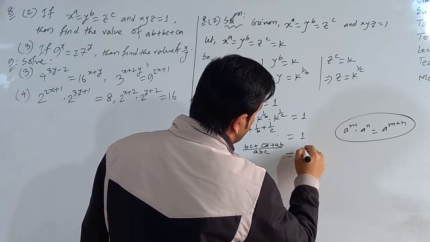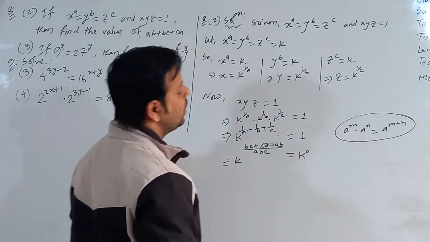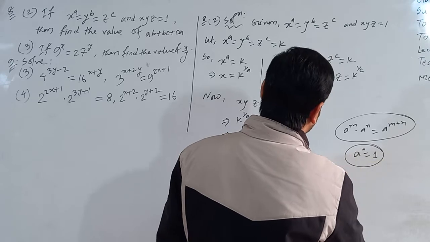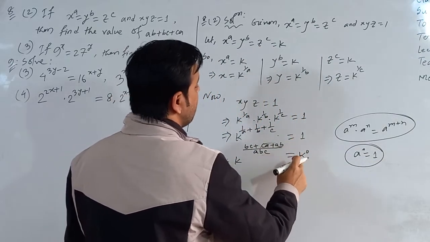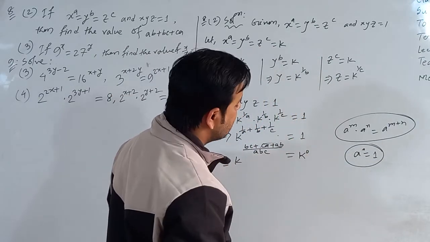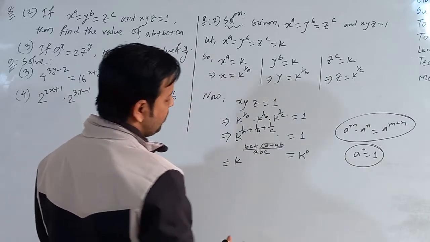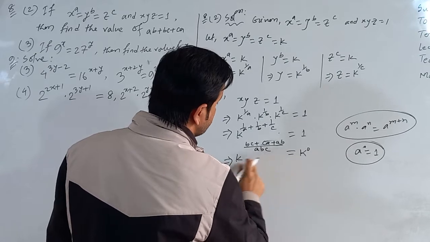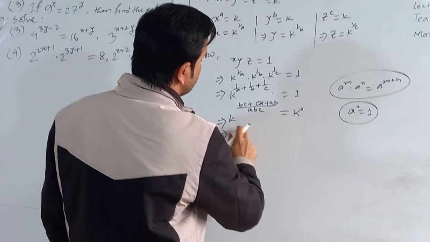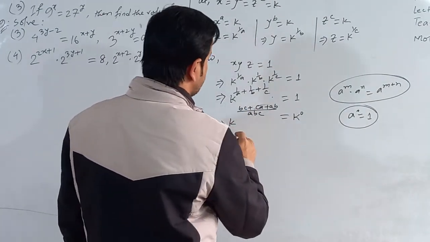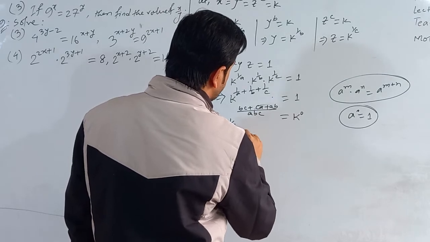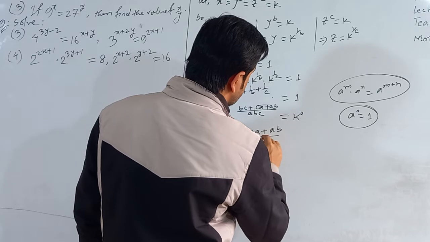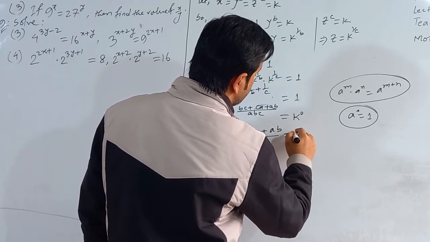We can write 1 means k to the power 0. As you know, a to the power 0 equal to 1. So we can write k to the power 0 in replacement of 1. K to the power 0 means 1. So now we can write from this, as the bases are same, we can remove this, we can write here indices are same. It means that BC plus CA plus AB by ABC is equal to 0.